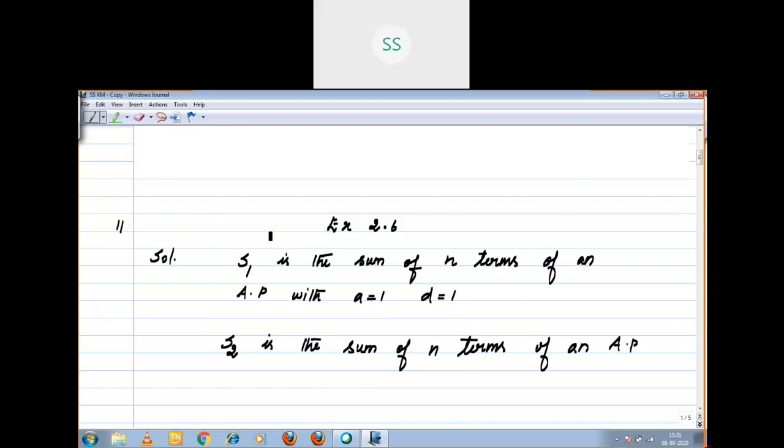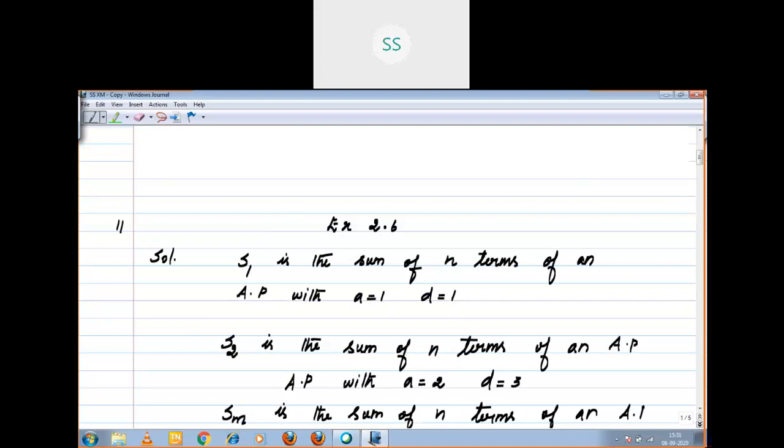This is the first term, this is the second term, like that, right? An AP with first term A equal to 2 and common difference equal to 3. Like that, Sm, what is given? Sm is the sum of n terms of an AP.